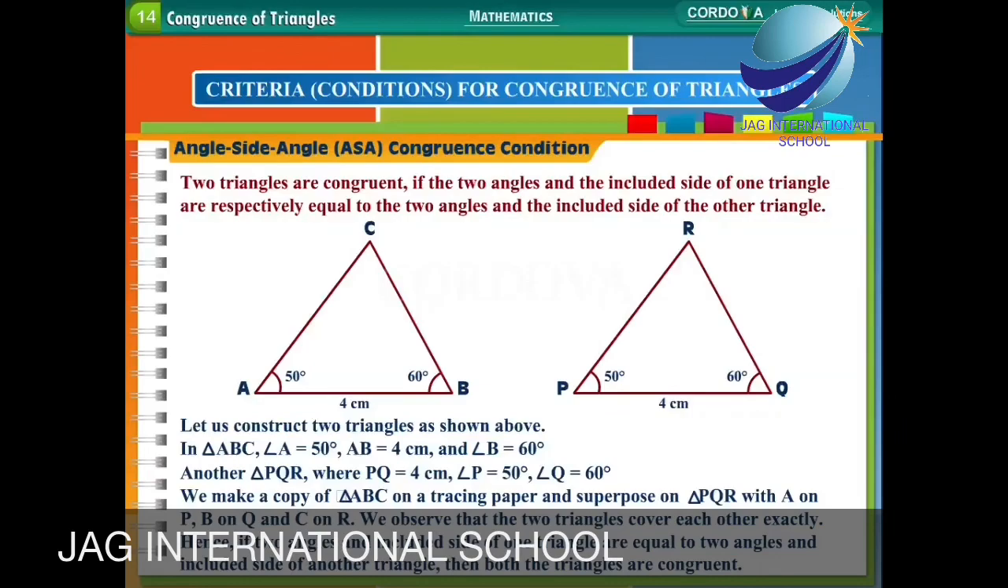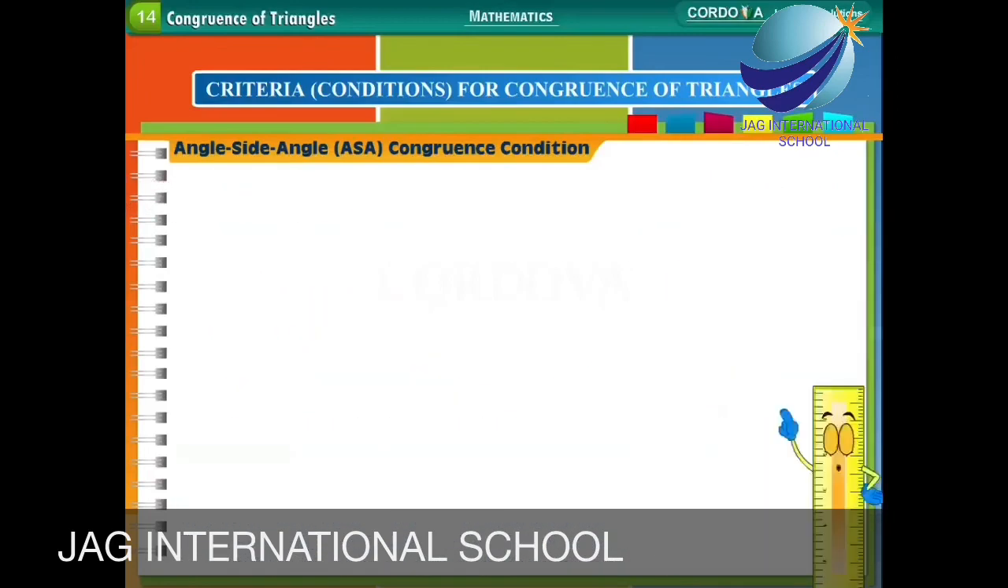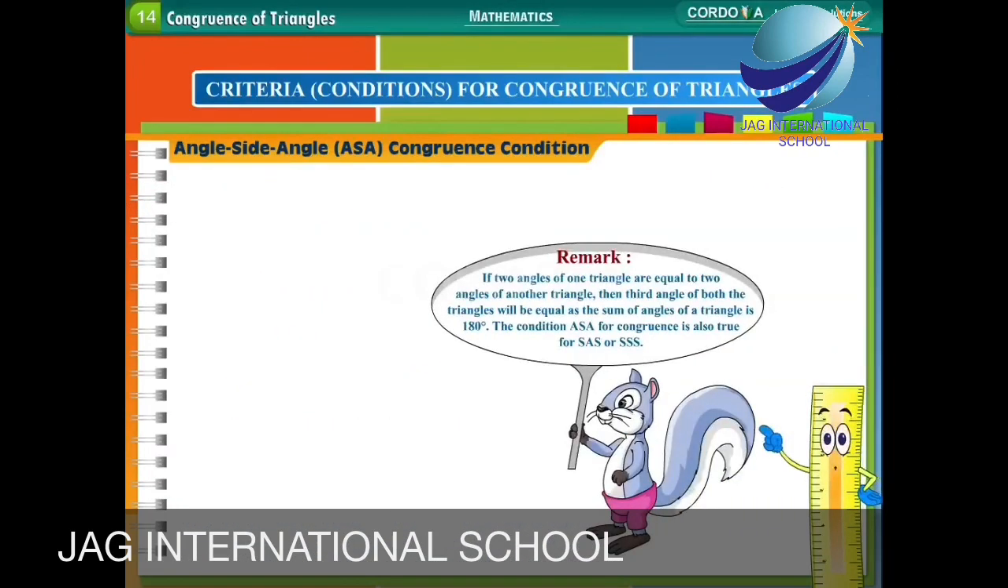Hence, if two angles and included side of one triangle are equal to two angles and included side of another triangle, then both the triangles are congruent. Remark: if two angles of one triangle are equal to two angles of another triangle, then the third angle of both the triangles will be equal, as the sum of angles of a triangle is 180 degrees. The condition ASA for congruence is also true for SAS or SSS.